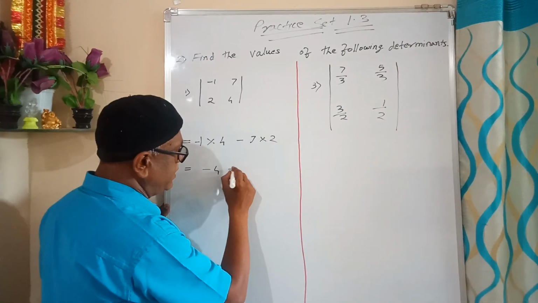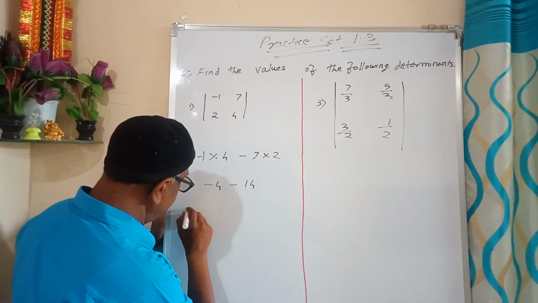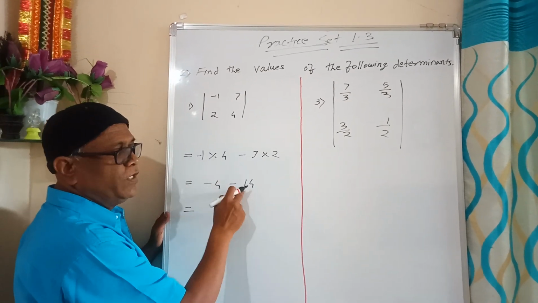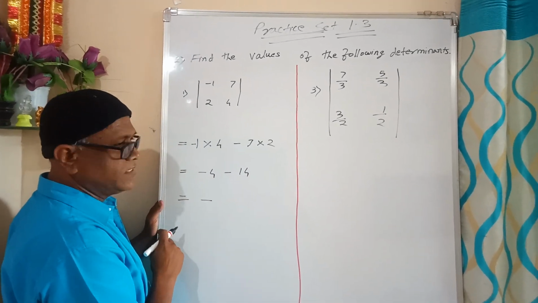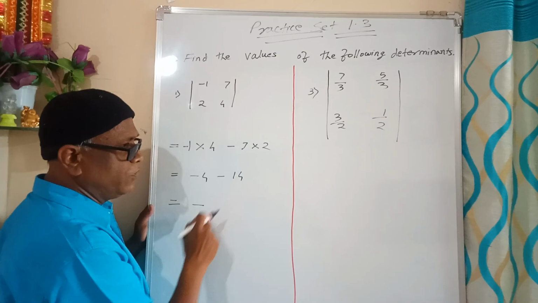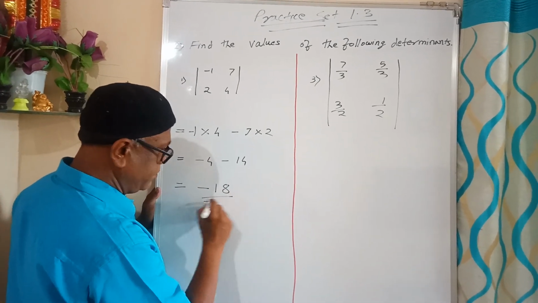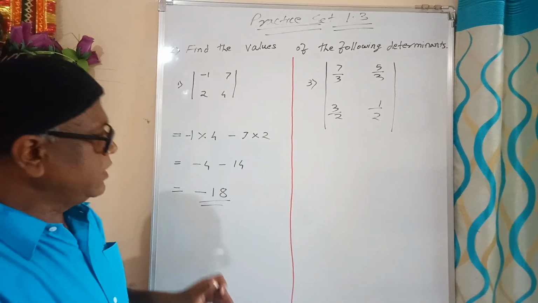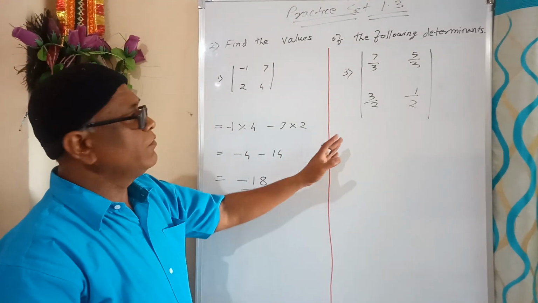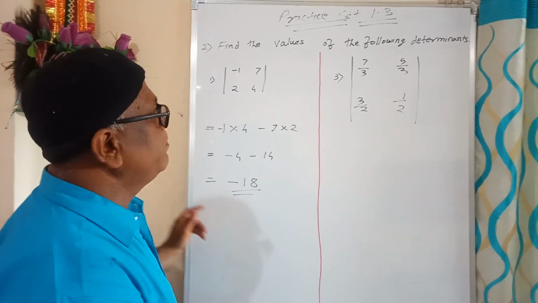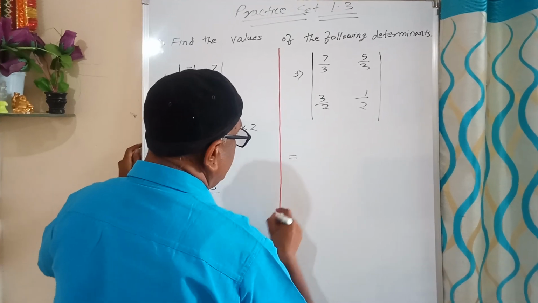7 twos are 14, that is minus 14, which is equal to, now minus and minus sign, you are going to add it, but keep the negative sign as it is. 4 plus 14, that is 18. Now the second example is homework for you. Now we are going to see the third example. Here the question is written, we are going to solve.